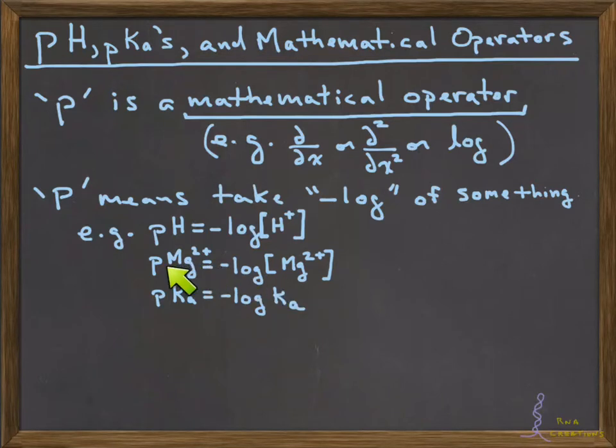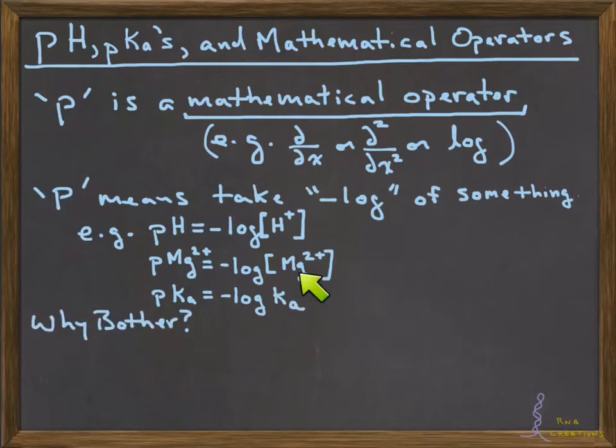You can also take minus the log of other things. So for example, in our research, we'll take P magnesium, minus the log of the mag concentration, and we can also take P of a constant, pKa, minus the log of the acid dissociation constant. And I'll say more about this constant on the next slide.